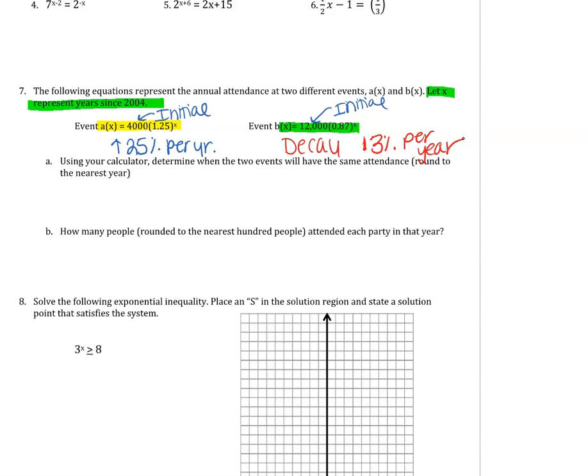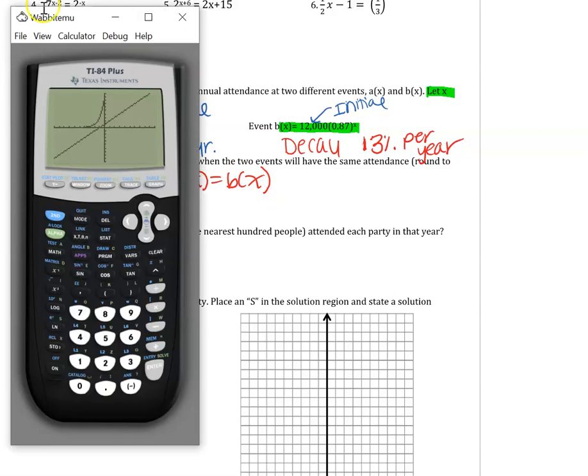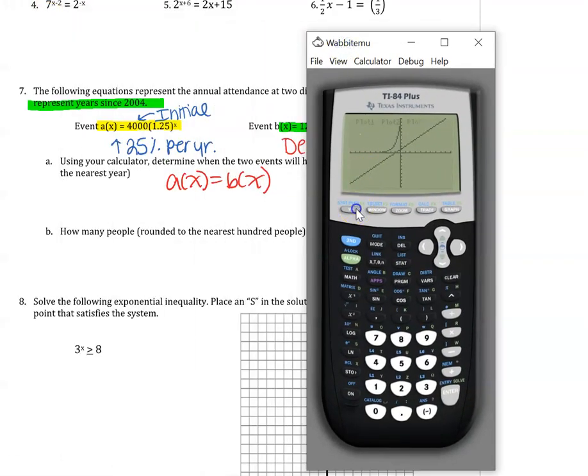So using your calculator, determine when the two events will have the same attendance, aka when are these two functions equal to each other? When is a of x equal to b of x? So I'm going to go to my calculator and type in both.